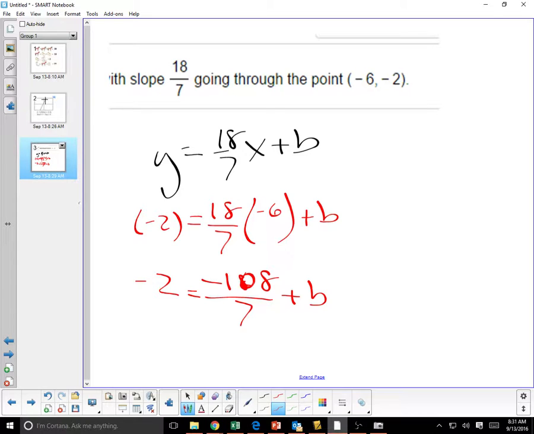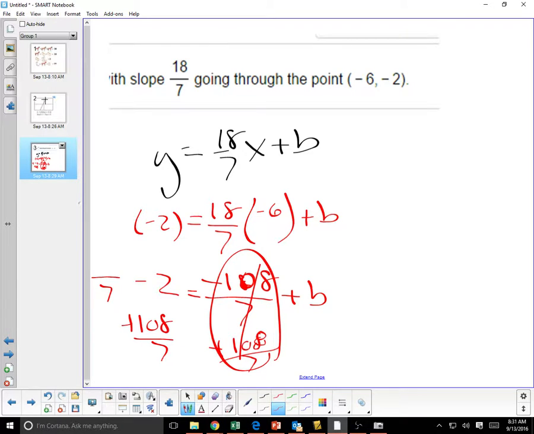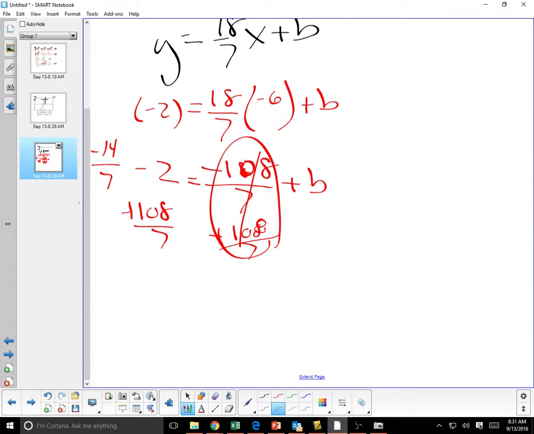I need to move that negative 108 sevenths to the other side, so I'm going to add it. Plus 108 sevenths. This is going to add up to 0. I need this denominator to be a denominator of 7, so the numerator becomes negative 14, doesn't it? So what is 108 minus the 14? 94? So 94 sevenths. So there we go.